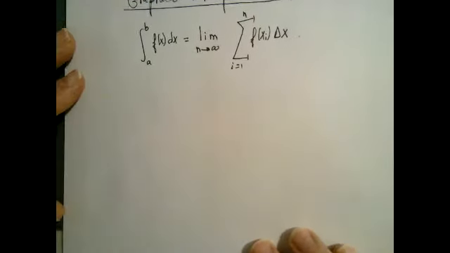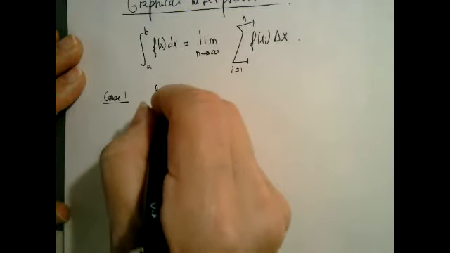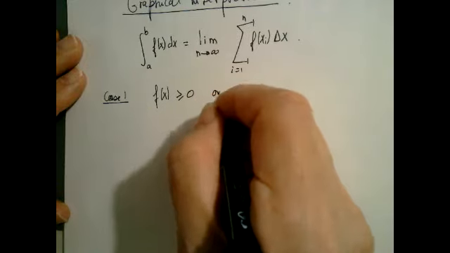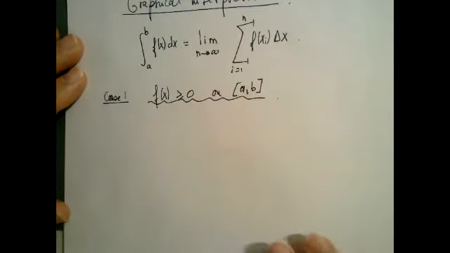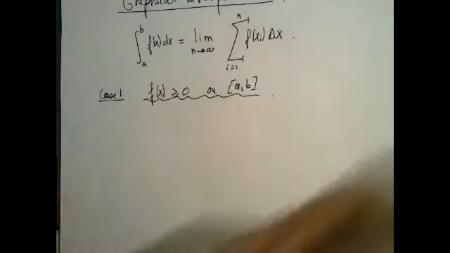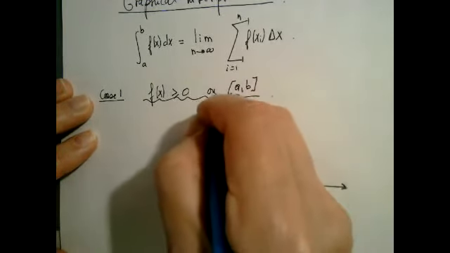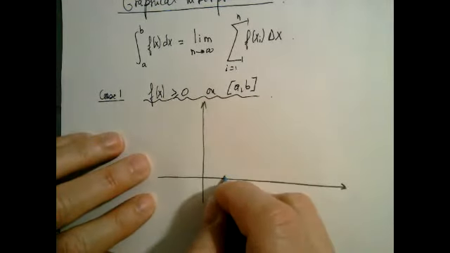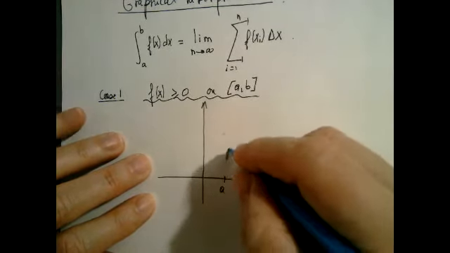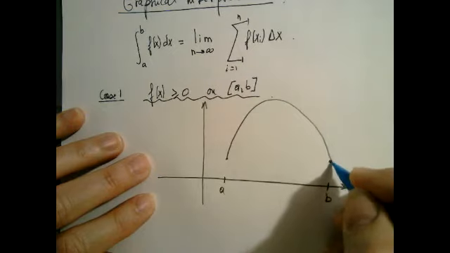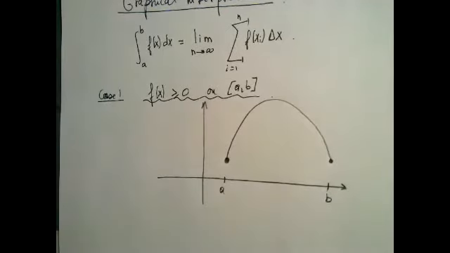All right, I'm going to break it into two cases. Case one: f of x takes positive values on AB, because it's going to matter in the picture. So suppose f of x is positive. Now this is my graph, that's my function. This is my A, this is my B, and my function is positive. So I'm not allowing negative values. The graph is above the x-axis. It does not go below the x-axis.